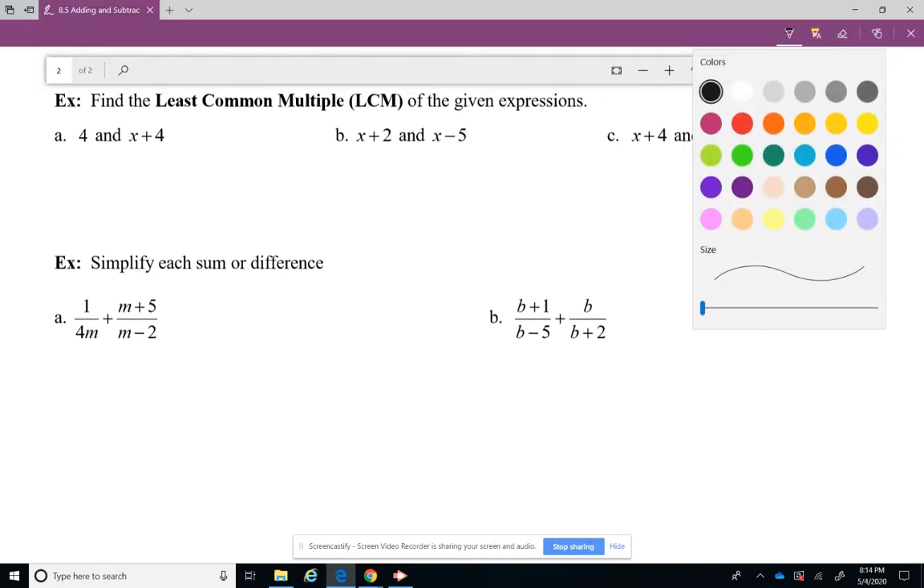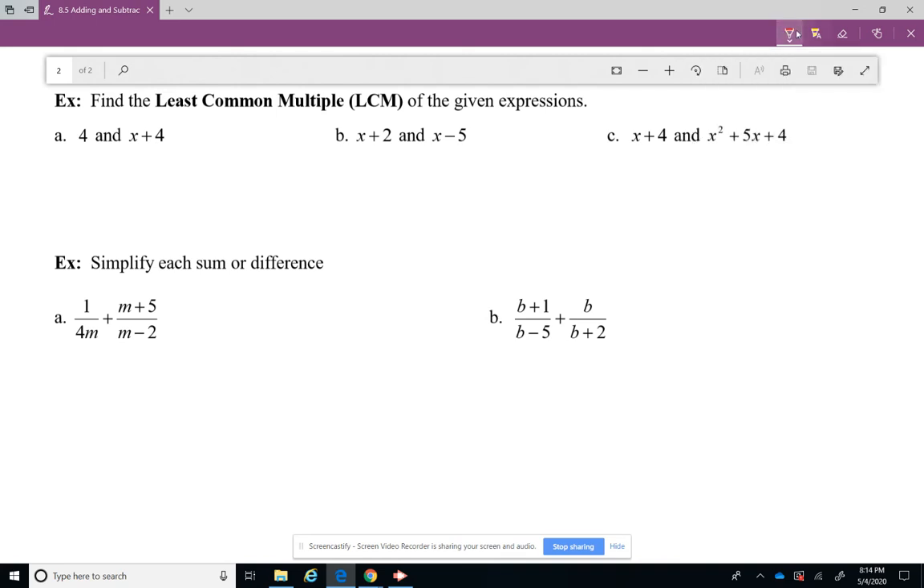Pull up a different color. All right. You see the 4. You see the x plus 4. Your least common multiple is 4 times x plus 4 because 4 can go into that and x plus 4 can go into that. So that one really, even though it looked like it was going to be hard, was pretty easy. All right, let's look at this next one.